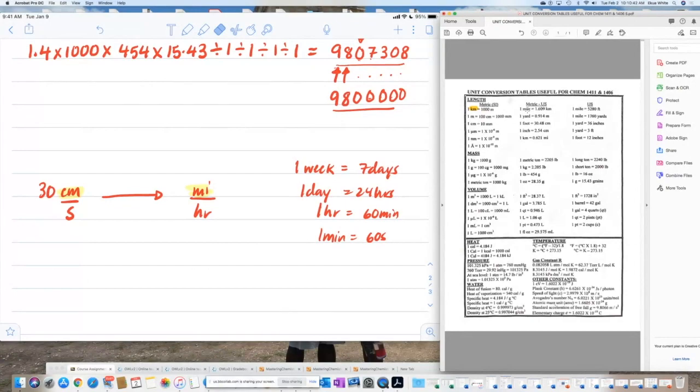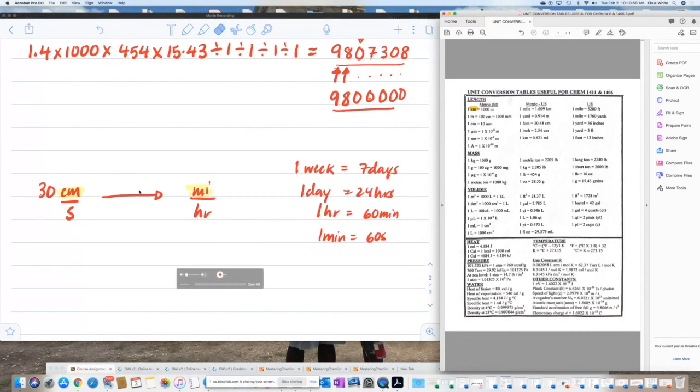Maybe I should look for miles. Miles to kilometers. I see miles to kilometers again, miles to feet. So I'm not seeing a direct one, right? So let's do this. You can start from centimeters if you want, or you can start from miles.